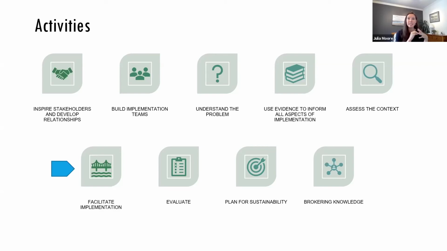Then we have facilitating implementation. There are 7 competencies that map to this specific activity. That's because a huge part of the role of implementation support practitioners is often to facilitate implementation. So using process models and frameworks, identifying champions, motivating leaders, developing action plans, doing quality improvement cycles. So there's a lot of different activities that fall under this bucket.